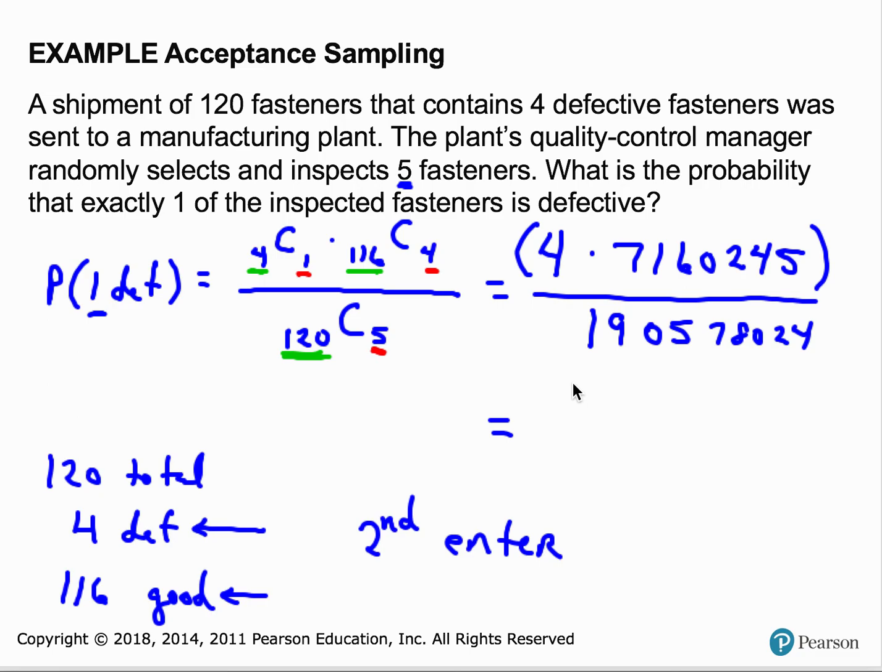60245 divided by 0578024. Okay, so let's round to, let's say, the 4th decimal place, 0.1503. Okay, that is the probability that if you reach in and randomly grab 5 fasteners, you'll have 1 in your hand that's defective under these conditions.